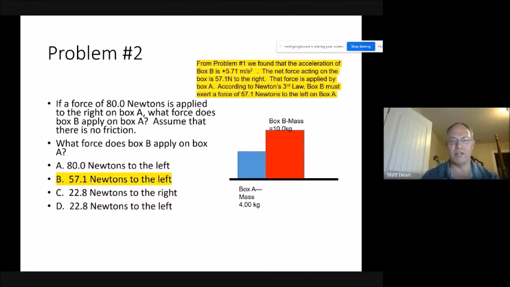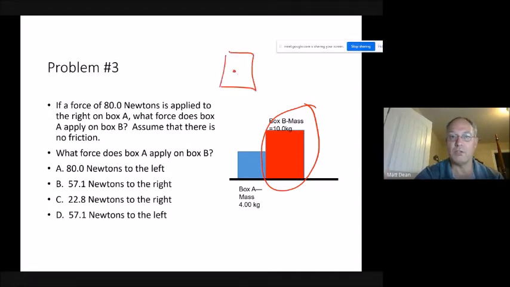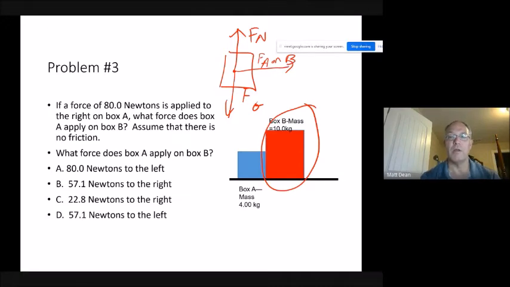Problem 3 is going to look very similar. So this one wants to know what force does box A apply on box B. So we really already worked this problem. We worked it by taking just box B, and drawing a free body diagram. So we've got weight acting down, normal force acting up. This is the force of box A on B. That force is the net force acting on box B.